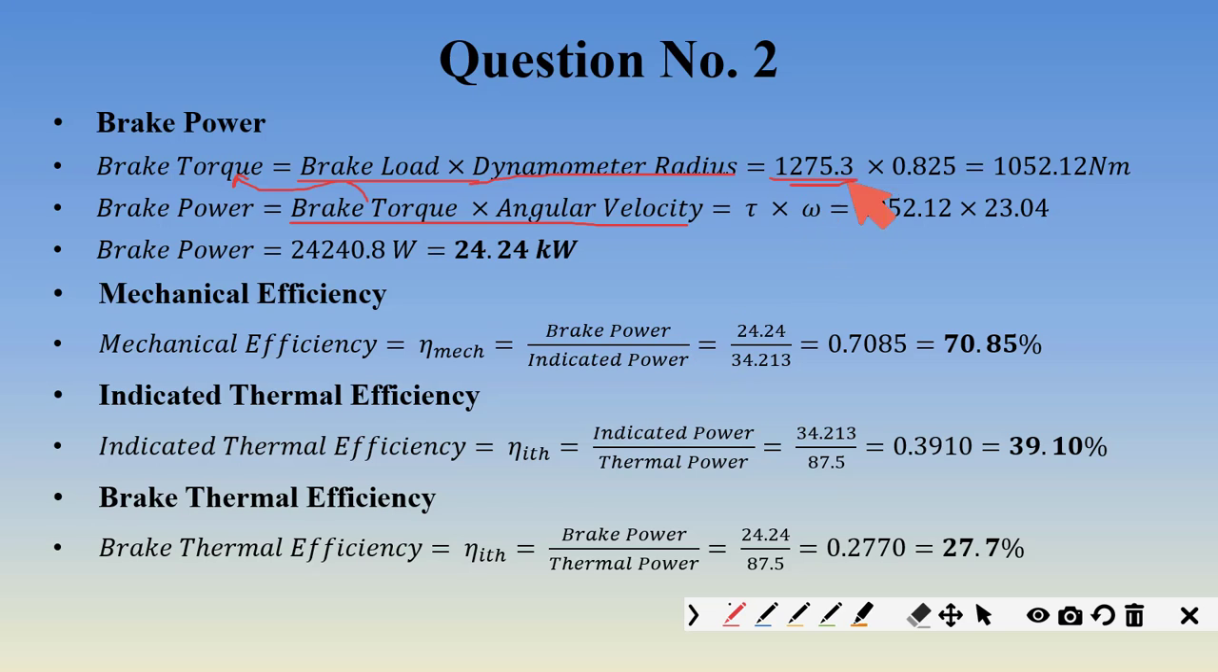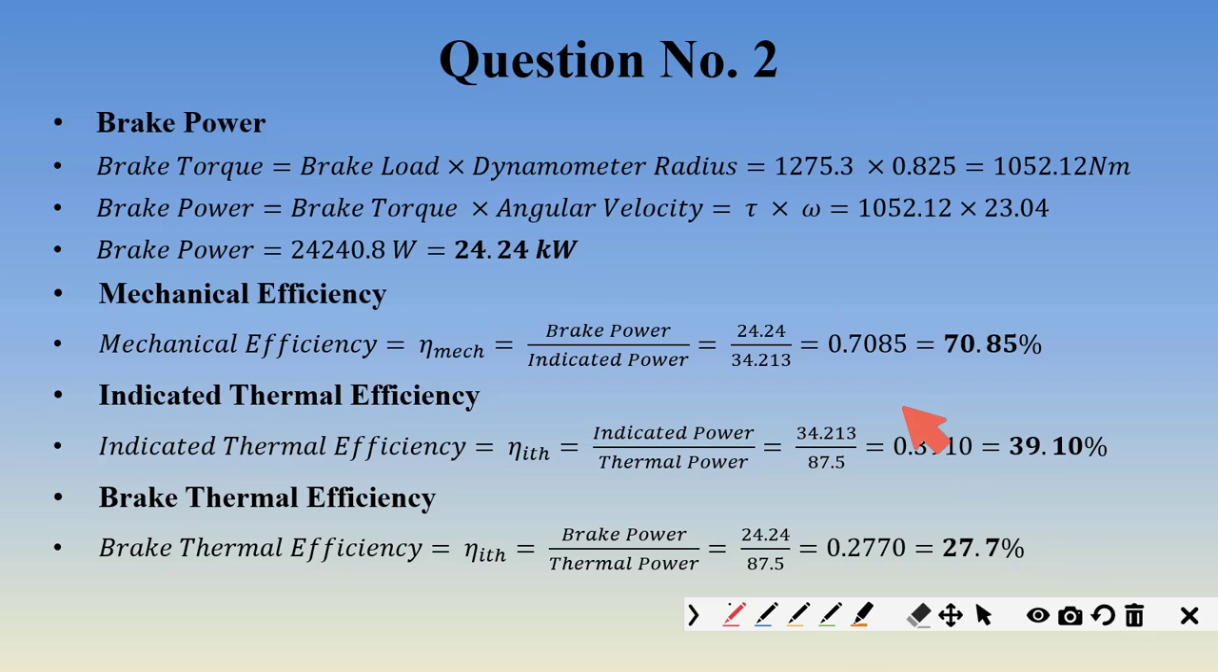So I already calculated the brake load. How did I calculate the brake load? They have given us the net load, which is 130 kg. Because it is in kg and I have to convert it into Newton, I multiply it by 9.81. So I have it in Newton and multiply it by the dynamometer radius. What is dynamometer radius? D by 2, which is 0.825. So I get the brake torque, right? Brake torque into angular velocity will give me the brake power. So this is my brake power, 24.24 kilowatt.